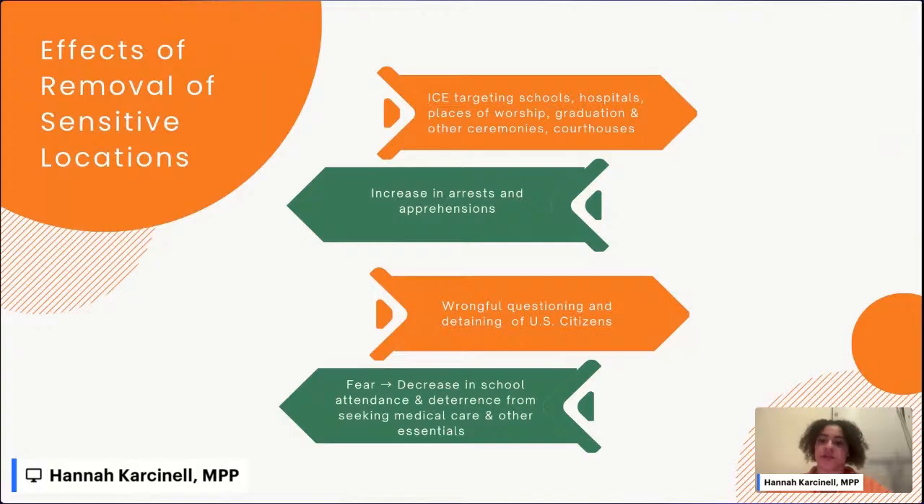So these are the effects of removing sensitive locations. ICE has been targeting schools, hospitals, places of worship, graduations and other ceremonies, as well as courthouses. There's been an increase in arrests and apprehensions, and wrongful questioning and detaining of US citizens, including Native American people. And there's been a lot of fear that has been increasing due to this, which has led to a decrease in school attendance and people being deterred from seeking medical care and other essential services.